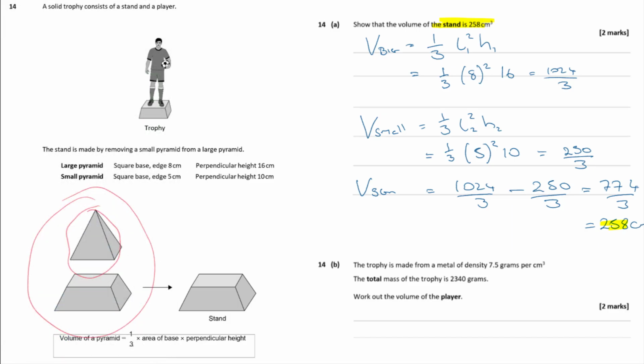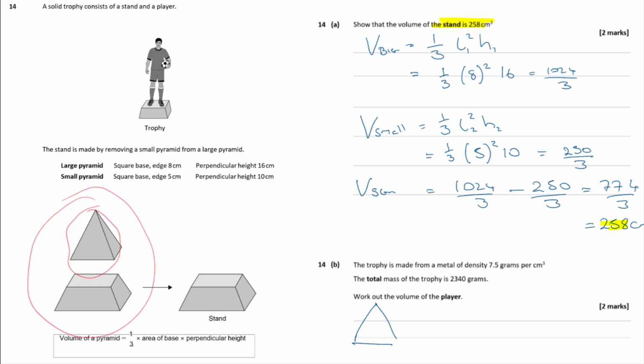Okay. Now in the second part of the question, it says the trophy is made from a metal of density 7.5 grams per cubic centimeter. The total mass of the trophy is 2,340 grams. Work out the volume of the player. Okay, so we've got the volume of the base, and we know the mass and the density of the whole thing. So we can work out the volume of the whole thing and take away the volume of the base, and we'll be left with the volume of the little dude on the top.